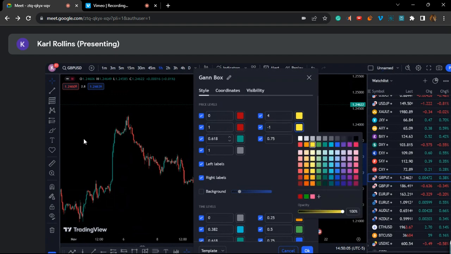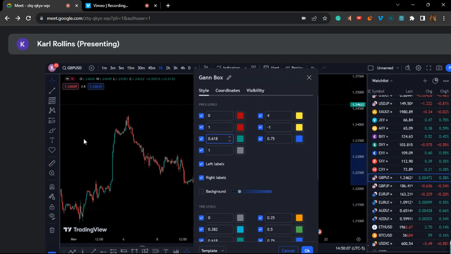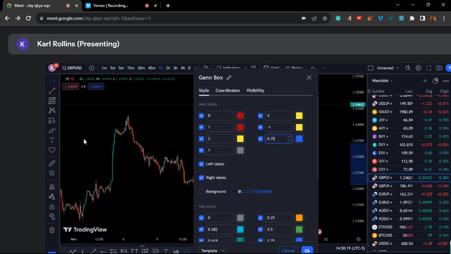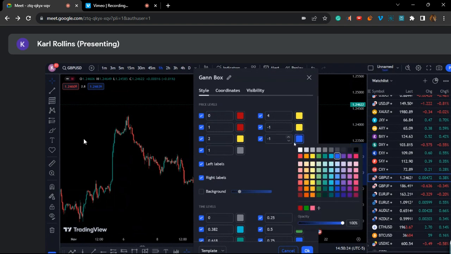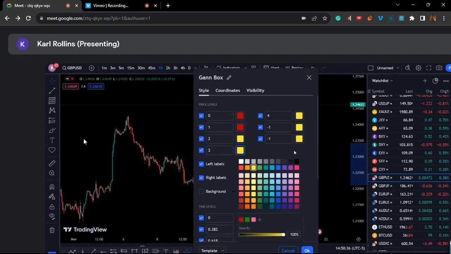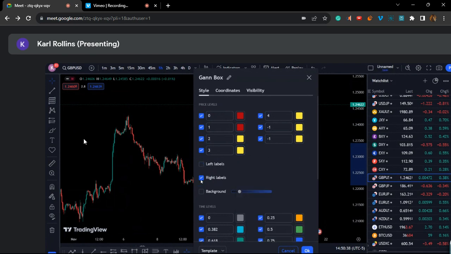The box at the bottom needs to be a 2, and make that box yellow. The box to the right of that needs to be a -1, and make that box yellow. The box at the bottom needs to be yellow, and make it a 3. Uncheck labels, uncheck left labels, uncheck right labels.